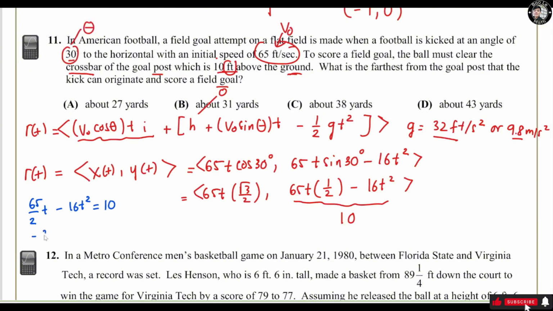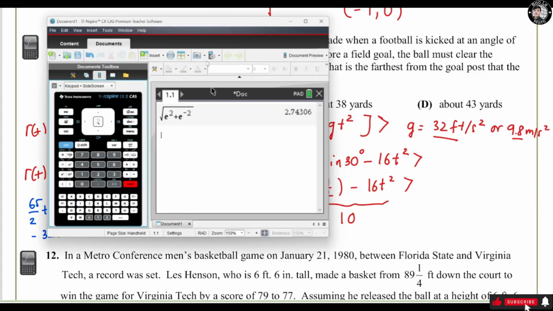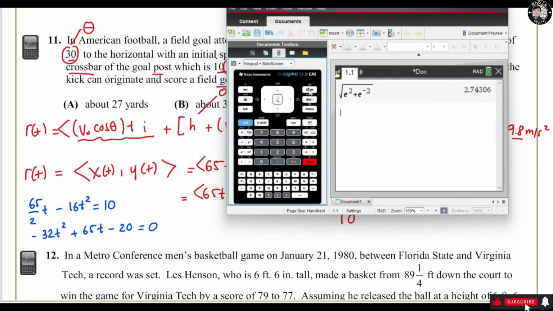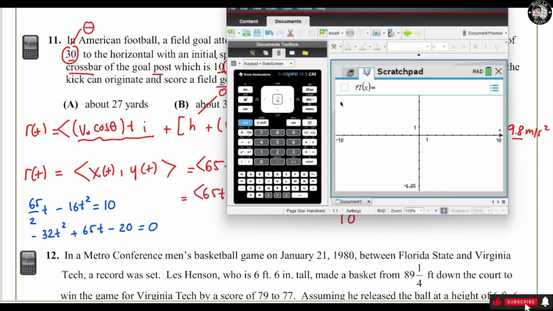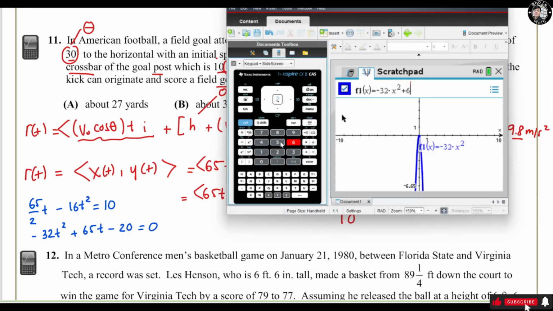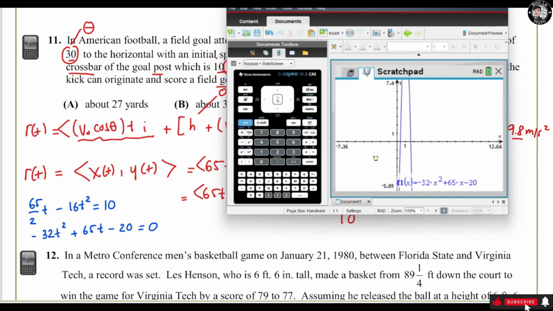So we have negative 32 t squared plus 65 t, minus 20 equal to 0, right? So we're going to pull up the calculator. Go to the home screen, graph. So input negative 32x squared plus 65x minus 20, and then press enter. It's going to be right here. Alright, now we need to find the 0 of this.